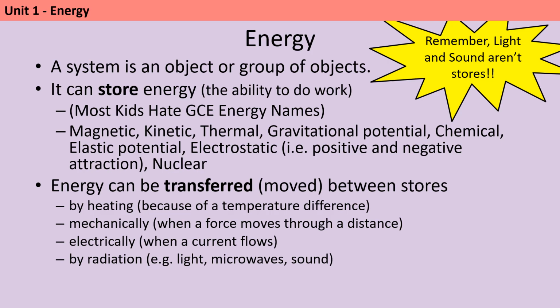Elastic potential stores are where an object has been stretched, so say an elastic band or a hair tie or a spring. Electrostatic, that's where we've got the attraction between positive and negative objects. And finally, nuclear stores. It's possible for energy to be transferred between those stores in one of four ways. Energy can be transferred by heating because there's a temperature difference, mechanically by a force, electrically, and finally by radiation. Remember, you can't store energy as light or as sound, but you may have energy being transferred through radiation, and light and sound are types of radiation.